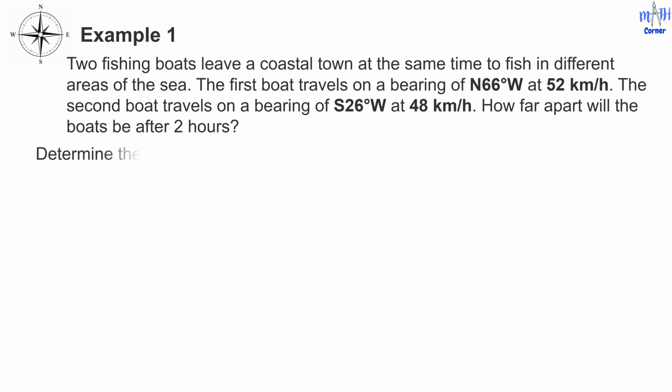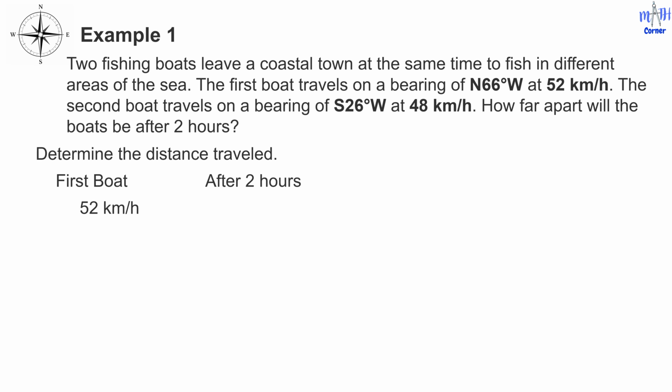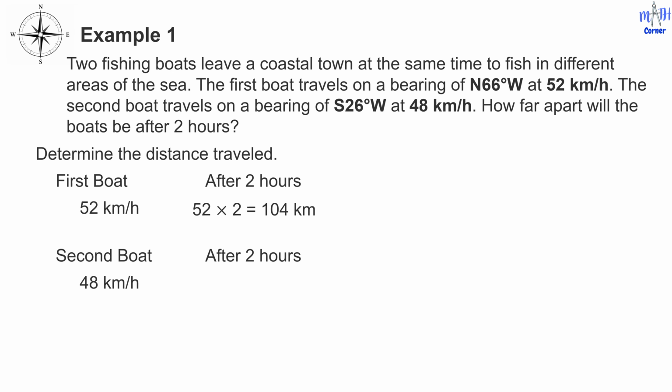First, determine the distance traveled by the two fishing boats. The first boat travels 52 kilometers per hour. After 2 hours, the distance is 52 times 2 equals 104 kilometers. The second boat travels 48 kilometers per hour. After 2 hours, the distance is 48 times 2 equals 96 kilometers.